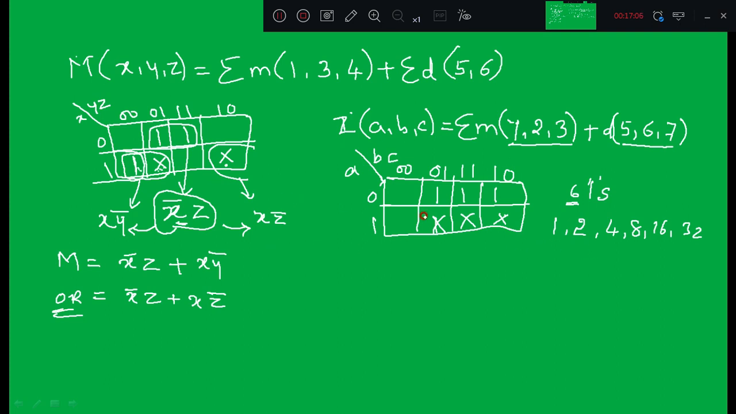So now how can I group? How many groupings are possible? These two ones can be grouped individually, but I can form a largest group with these two ones along with these two don't cares. When I group 4 cells, 2 ones with the two don't cares, then 2 input variables will be eliminated. So what is the expression for this group? It is only C.